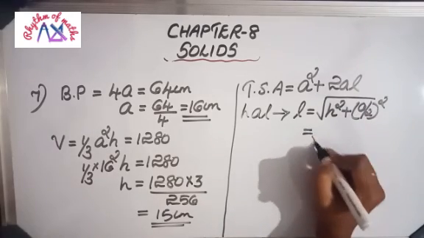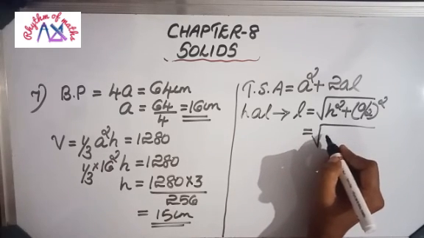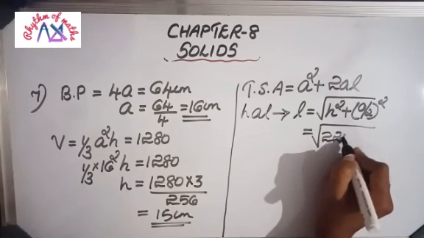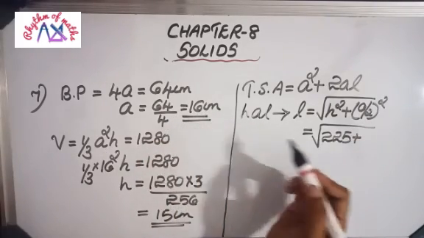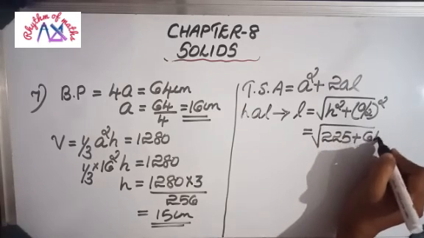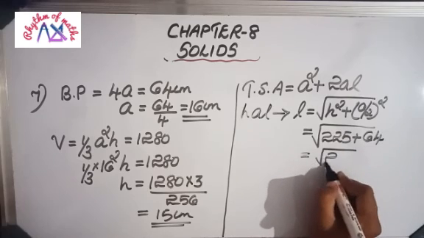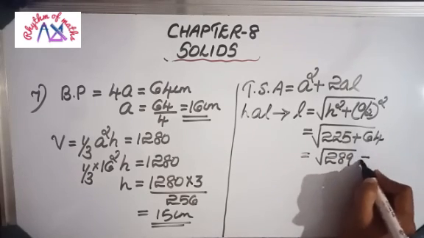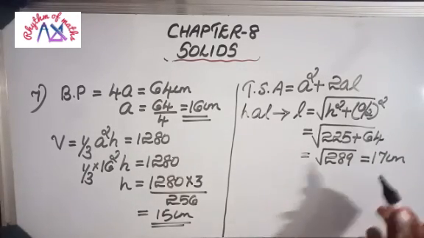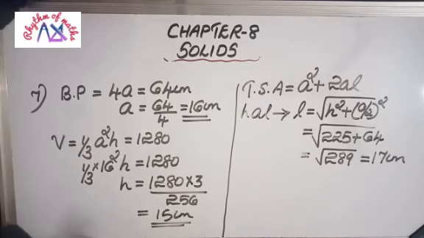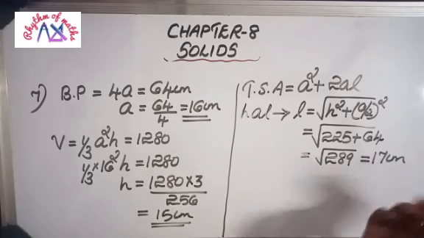Okay, so that is H square. H is what? 15. So 15 square is 225 plus a by 2 the whole square. A is 16. Its half means 8. 8 square is what? 64. Okay. So the answer will be 289. Root 289 is 17 centimeter. You have to learn by heart squares and square roots up to 25 or 30. Okay. So root 289 is 17 centimeter. So L also we got.